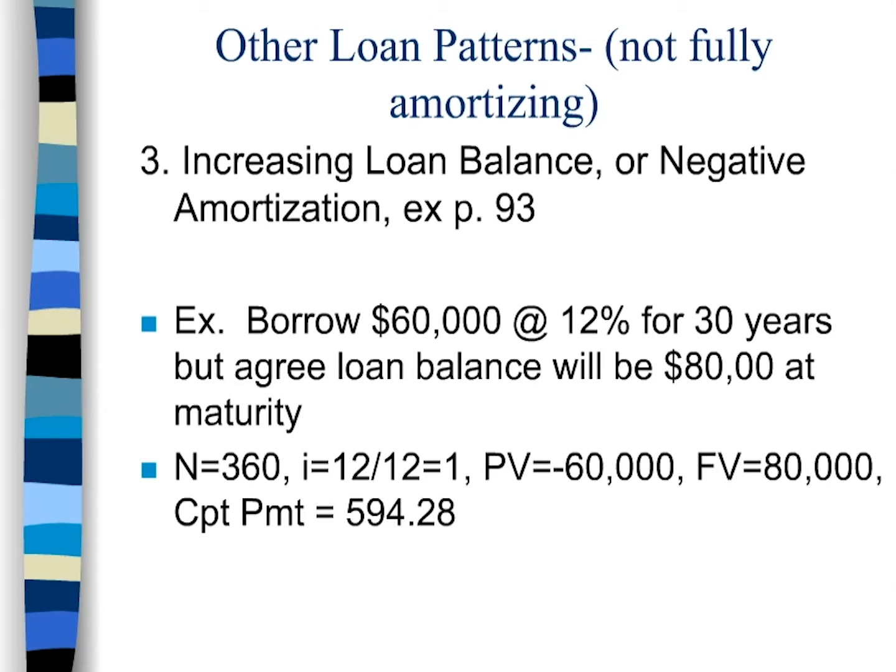In this case, one way to illustrate it is to make the assumption that you borrow $60,000, but you agree to pay back $80,000 at maturity. So you're saying not only will I borrow the $60,000, but I'll pay back more in the end. If you use the interest rate of 12% compounded monthly for 30 years, we would put these in our calculator, and we would come out with a payment of $594.28. So again, not a huge amount down, figuring that you wouldn't have paid any of your loan off at all, and in fact owe more.